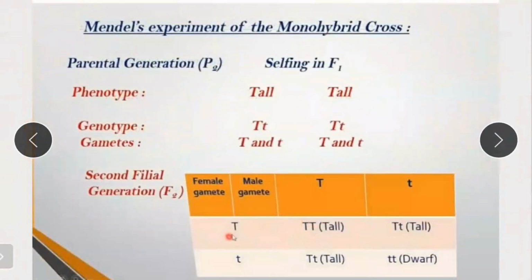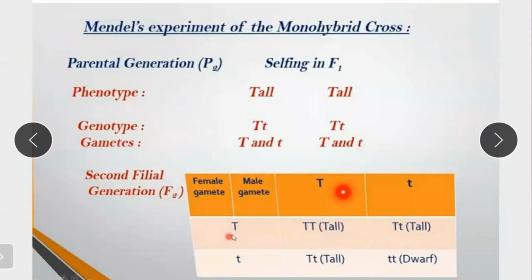Okay. So, in the parental generation P2, selfing in F1, the crosses were done with the self. So, here the phenotype was tall and tall. Genotype is one capital T, one small t. What are the gametes we are getting? One capital T and one small t. So, what we have seen in the second filial generation F2, here only one perfect tall plant is there. Otherwise, two tall plants are there, but they are not that pure. Okay. And only one dwarf plant is visible in this progeny.